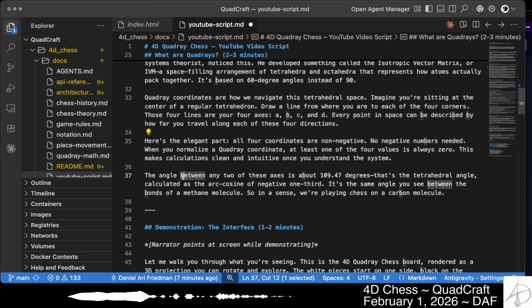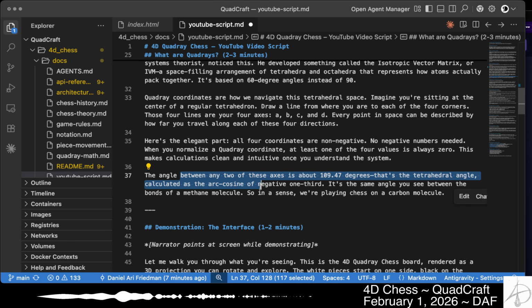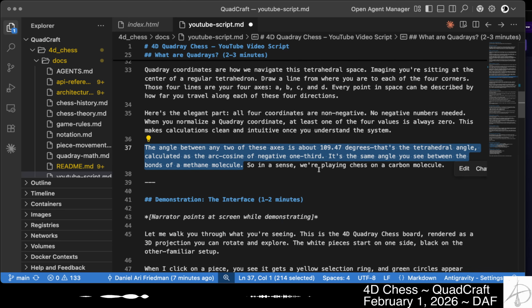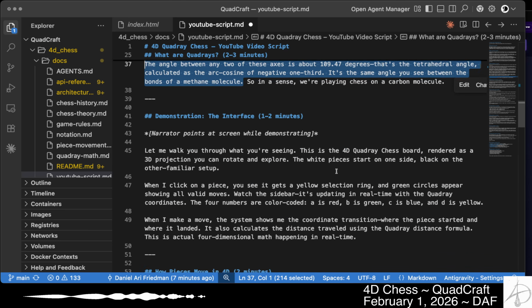The angle between any two of these axes is about 109.47 degrees. That's the tetrahedral angle, calculated as the arc cosine of -1/3. It's the same angle you see between the bonds of a methane molecule, CH4. So in a sense, we're playing chess on a carbon molecule.